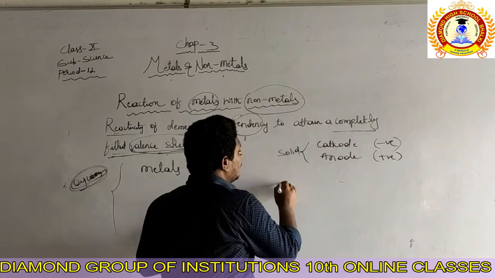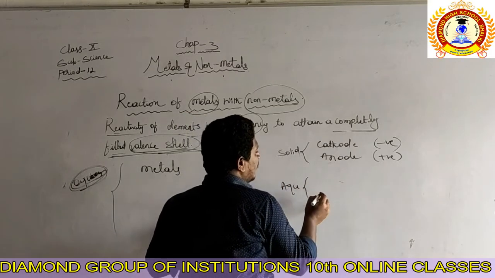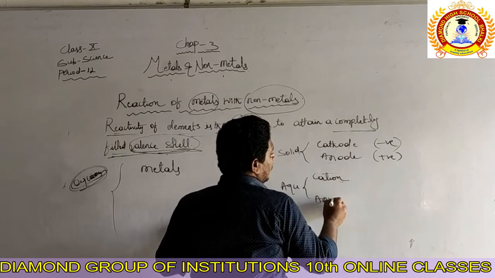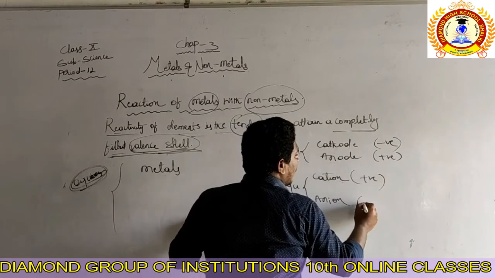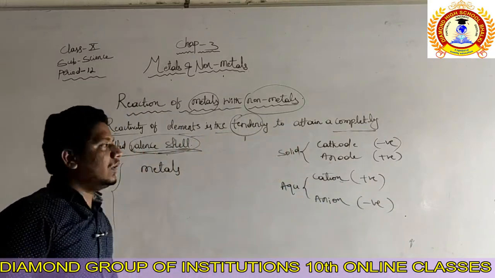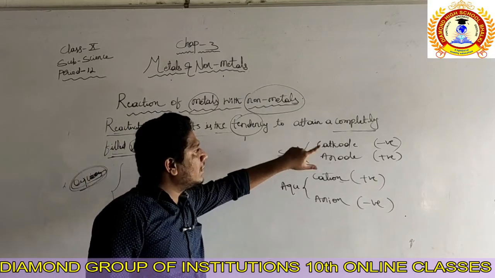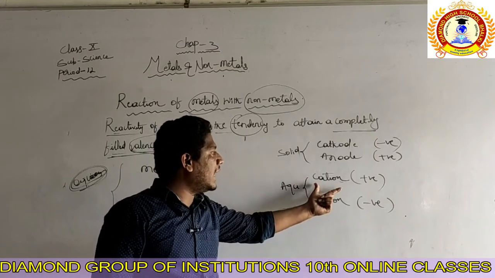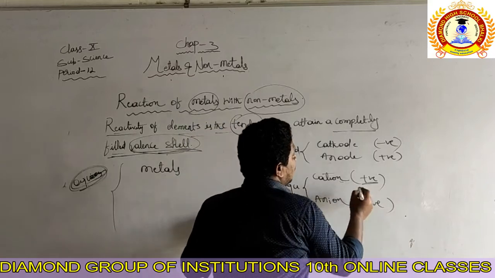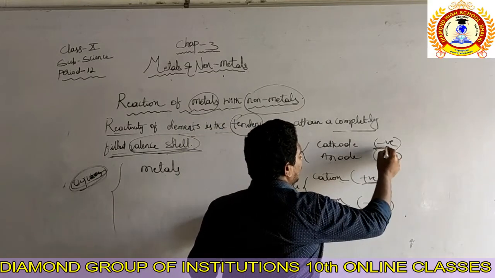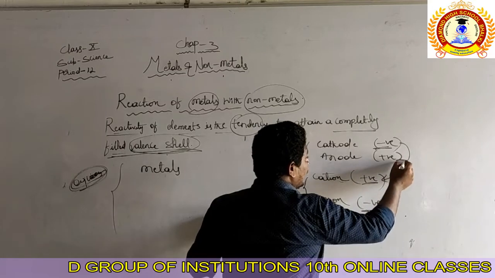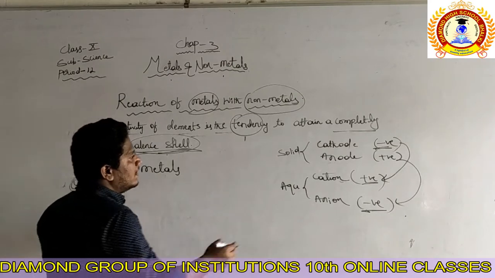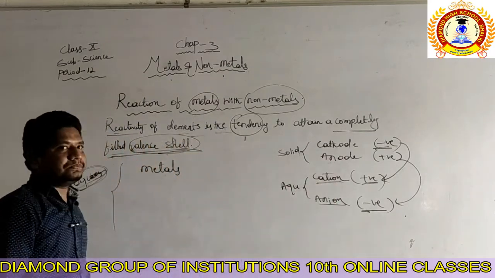The same case is in case of the aqueous solution. In case of aqueous solution, they become cation, anion. Cation means positive, anion means negative. Remember this only one point; everything you are going to understand. In case of solid, cathode means negative, anode means positive. In case of aqueous solution, they are called cation and anion. Cation means positive, anion means negative. So just check here, cathode is negative, but here cation is positive. Anode is positive, but anion is negative. Remember this only one point. Okay. So we are discussing the aqueous solution, which means we are discussing cations and anions.